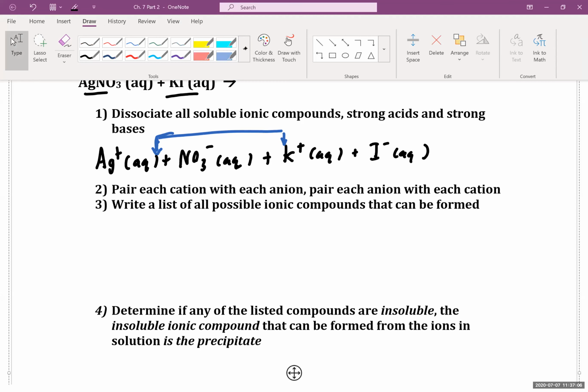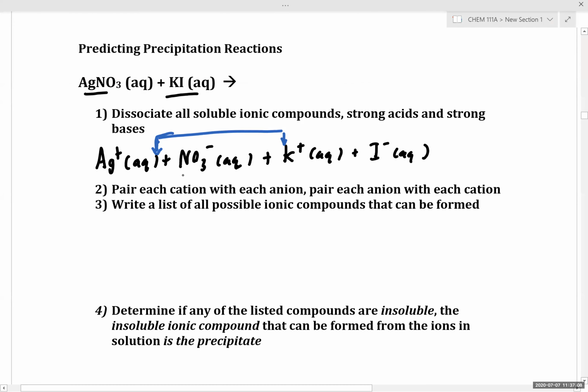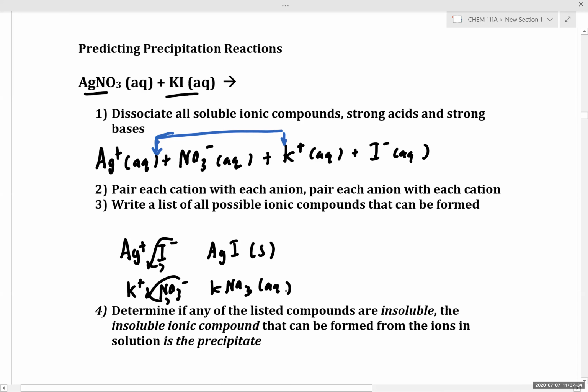So in terms of our list of possible compounds, we have silver plus paired with iodide. Okay, that gives us silver iodide. Gets a solid symbol, it's insoluble. We have potassium plus paired with nitrate. That in turn gives us potassium nitrate. That's aqueous, it's soluble, so that's not very useful to us.